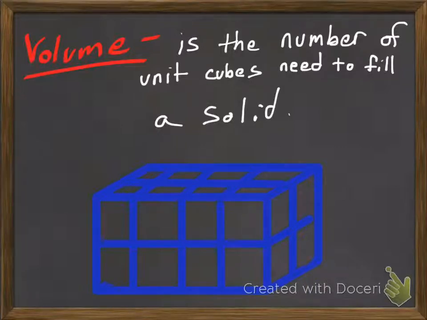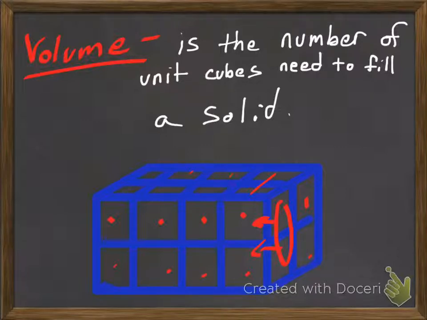Basically we're taking these little bitty cubes and filling the solid, and we're going to count how many there are. Below, you have a rectangular prism. You're trying to figure out how many cubes are in there. Here's 1, 2, 3, 4, 5, 6, 7, 8. Now we already counted these two because they're right here. So 1, 2, 3, 4, 5, 6, 7, 8, 9, 10. Counted those two. 11, 12, 13. And there's probably some on the back too. 14, 15, 16. So there's 16 unit cubes that make up this solid.